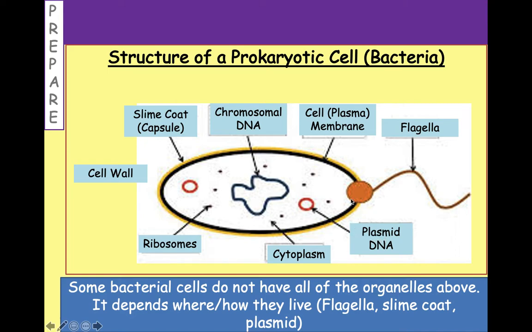The most recognisable feature of a prokaryotic cell over here is the flagella. It's a tail, basically. The job of the flagella is to help movement. This bacterial cell might live in water, and the flagella spins around and it helps propel the cell forward so that the cell can move.